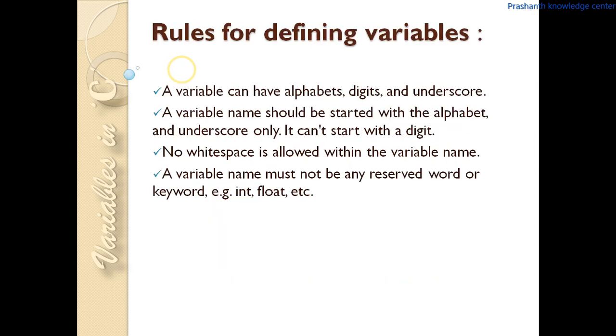These are some of the basic rules for defining variables. A variable name can have alphabets, digits, and underscore. A variable name should start with an alphabet or underscore only. It cannot start with a digit. No white space is allowed within the variable name. That means two words should not be used for a variable name. A single word can be used.